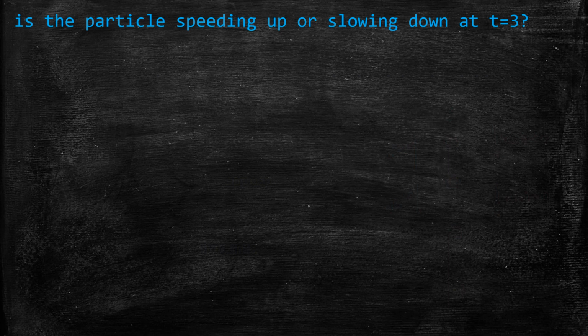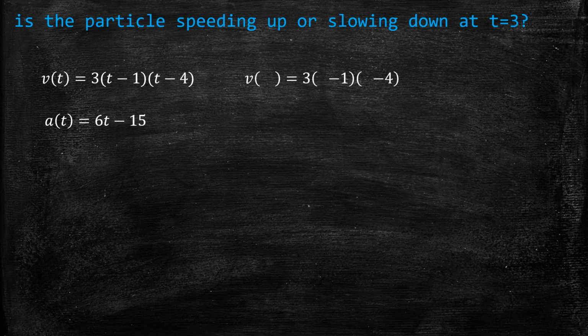So now we are equipped to answer the question, is the particle speeding up or slowing down at t equals 3? So let's recall the velocity function, the acceleration function, and then all we have to do is plug the value of 3 into each of them. So 3 in here will give -6 units per second. And then if we plug in 3 into the acceleration formula, the acceleration works out to be 3 units per second squared. The units being the measurement along the x-axis. It's just the generic unit.